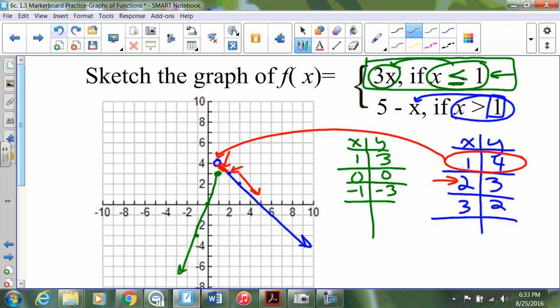All right, so please remember to, even though it says x does not equal 1, we're still going to plug 1 in for x to find out where our placeholder should be.